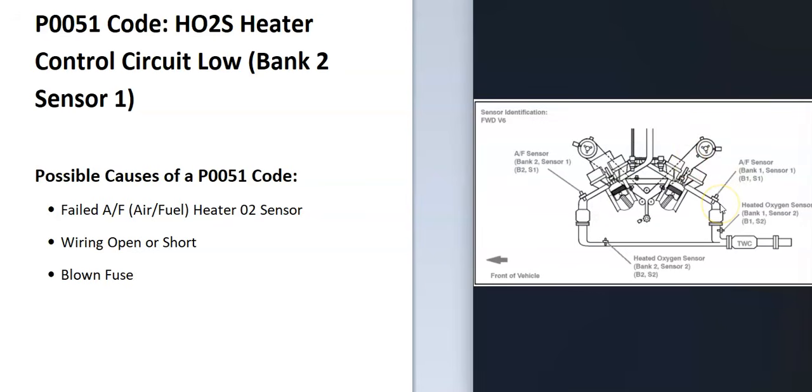V6 or V8 engines, they have two banks. So bank 1 is always going to be the side of the engine with the number 1 cylinder, and then bank 2 is going to be the opposite side of this. So if you find the number 1 cylinder, that would be bank 1. Opposite of that is bank 2. And then sensor 1 is going to be the first sensor going down on that side.